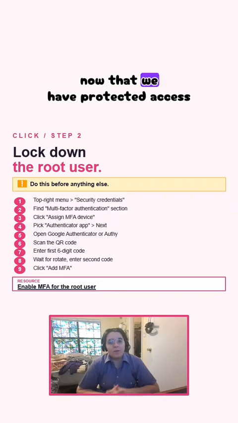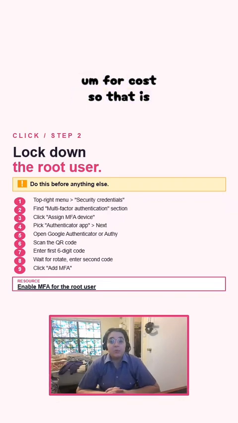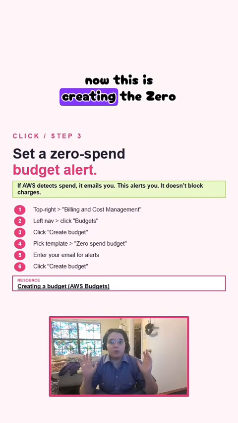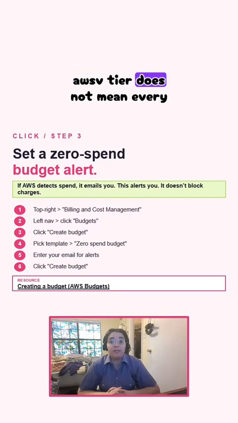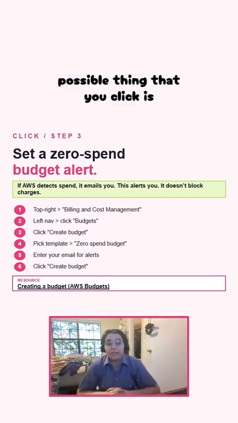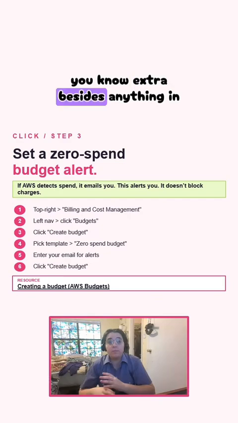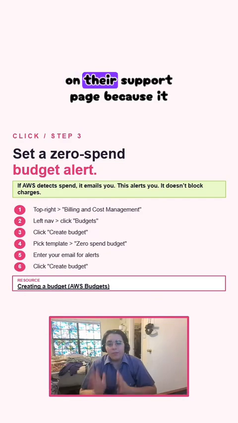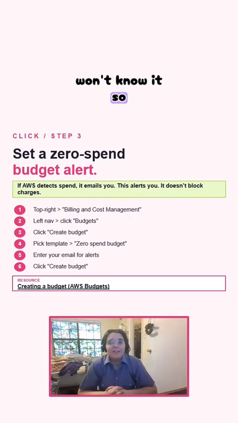So now that we have protected access to the account, we also need a safety net for cost. That is where the budget alert comes in. Now, this is creating the zero spend budget alert. This is important because AWS free tier does not mean every possible thing that you click is free forever. So before you click on something extra besides anything in this video, please double check on their support page, because it will be one of those things where you'll spend money and you just won't know it.